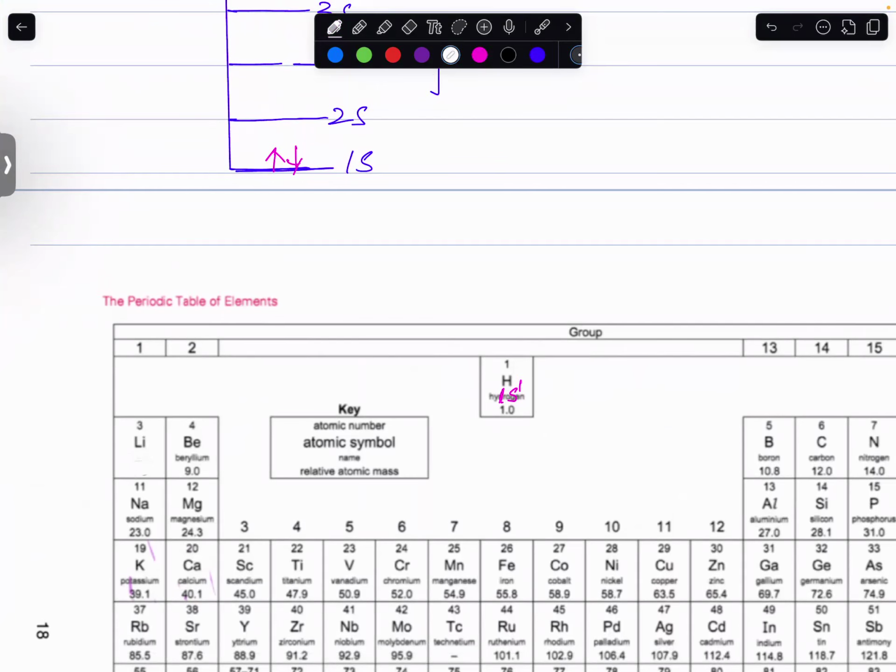First thing that I'm going to erase is this. Wait, give me some time.